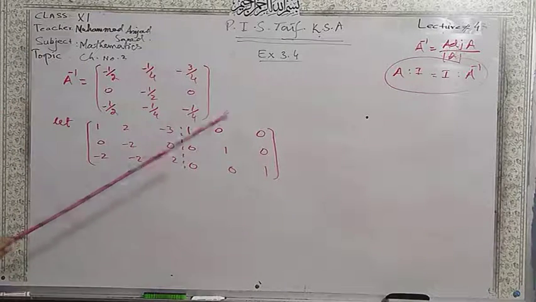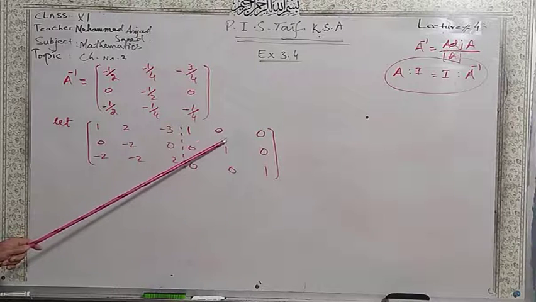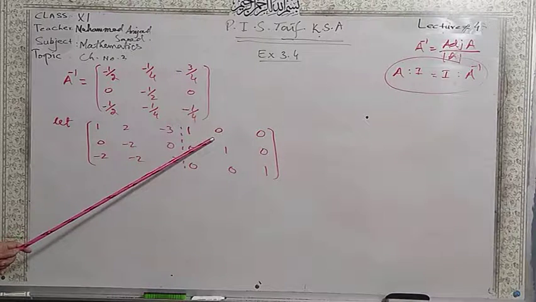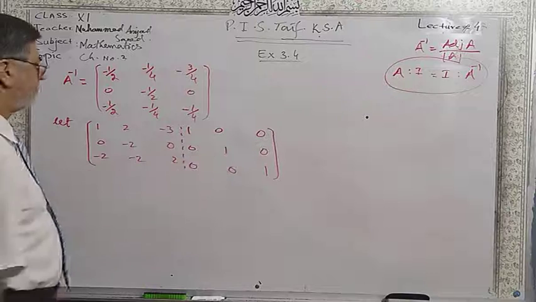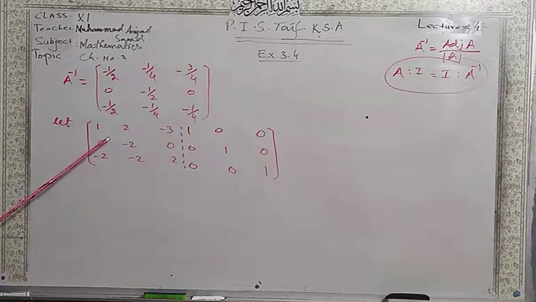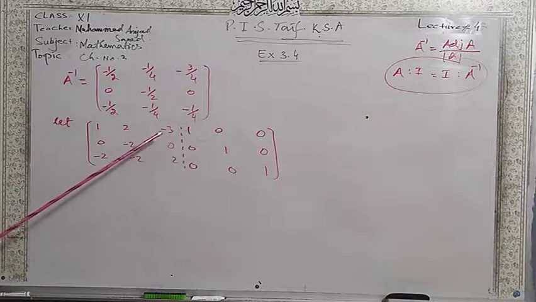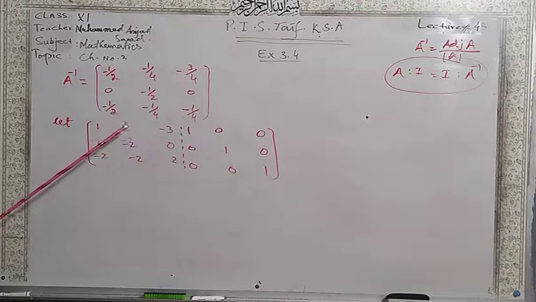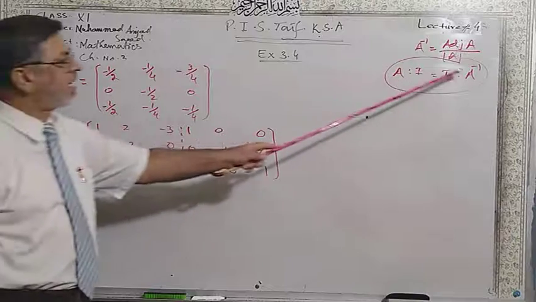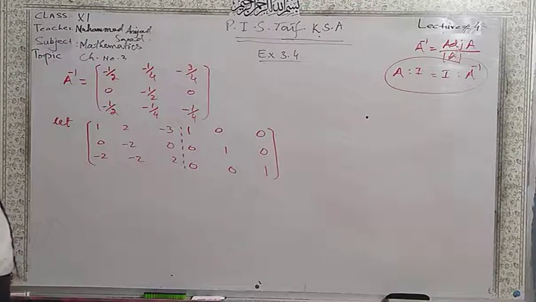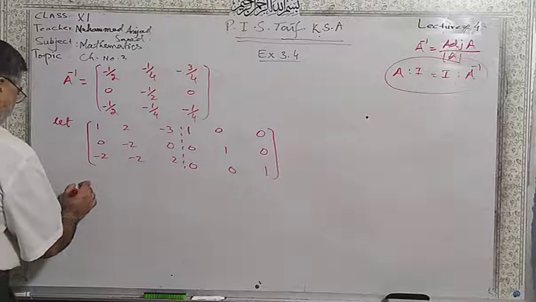Dear students, our target is to bring this identity to the first place here. And this A will be shifted to the other side. Identity will be written first, and this A will be shifted to the second position. It will become A inverse, and that will be your answer. This is your answer. Already you have found that. Remember that.